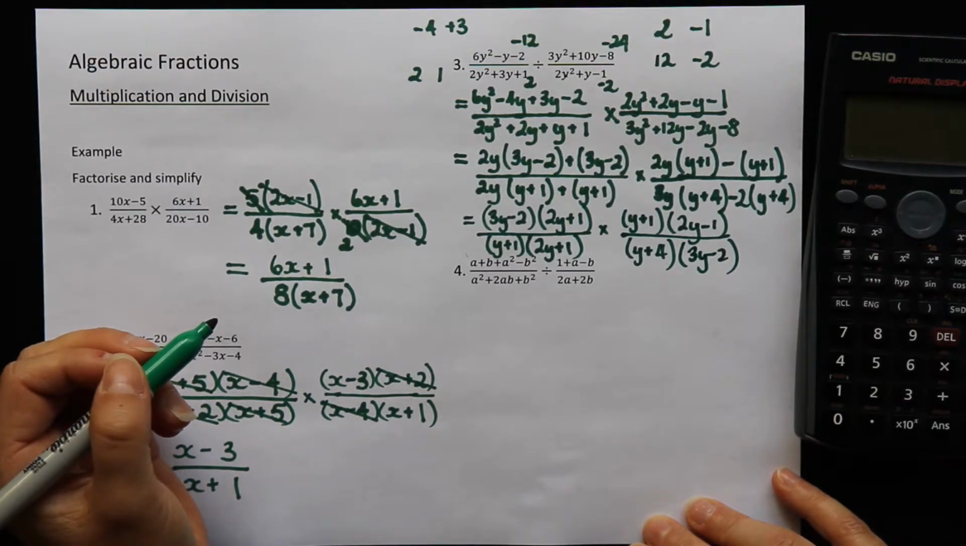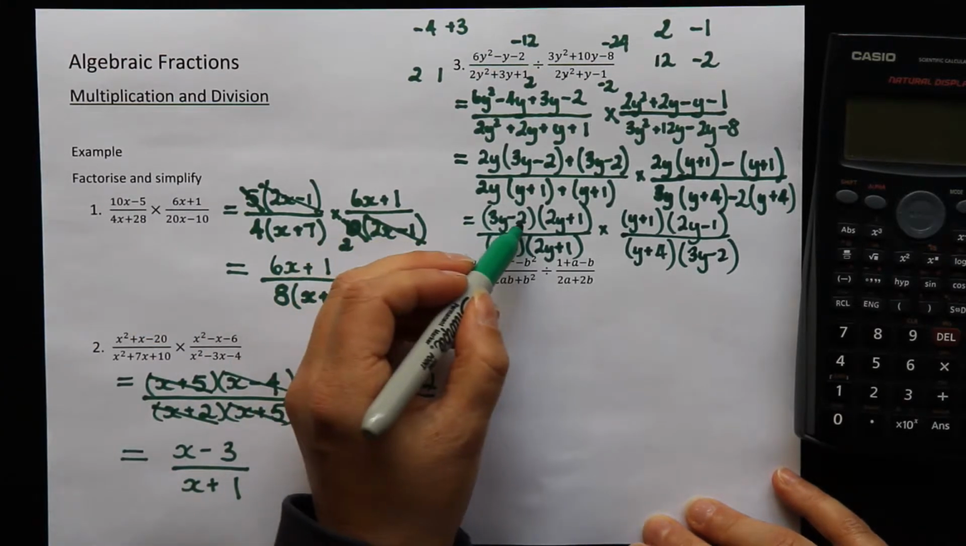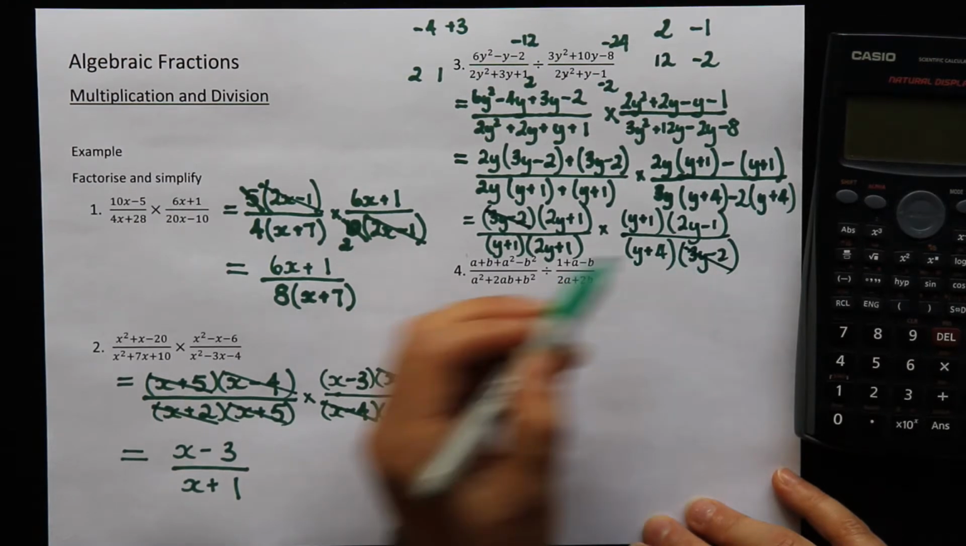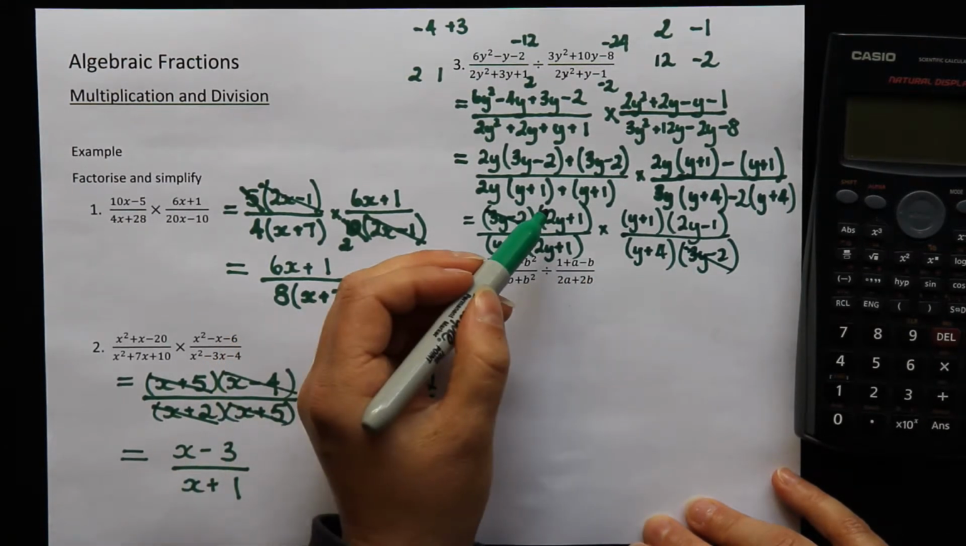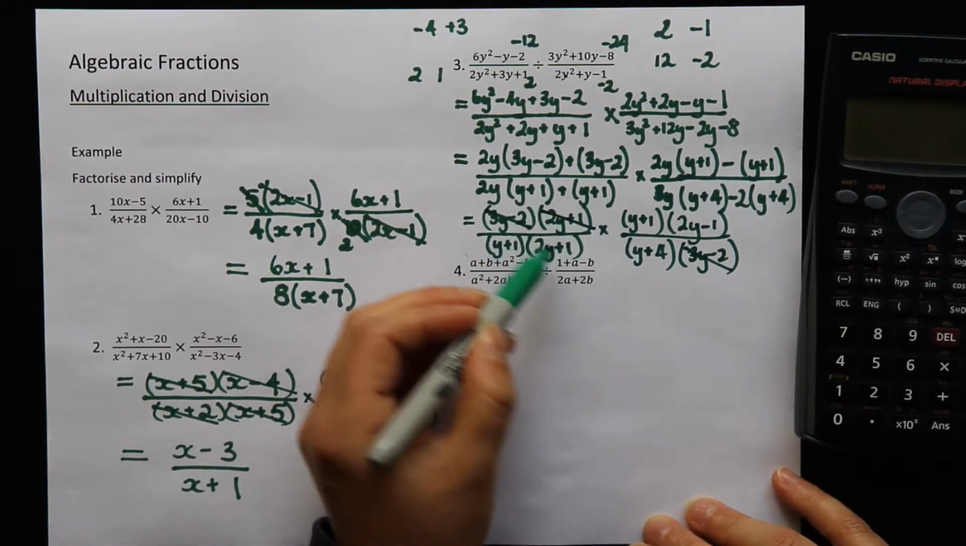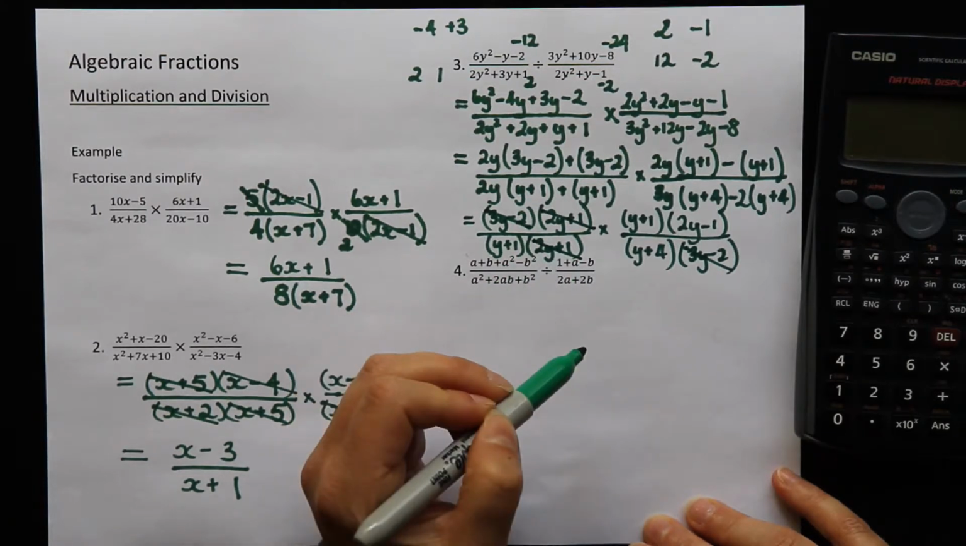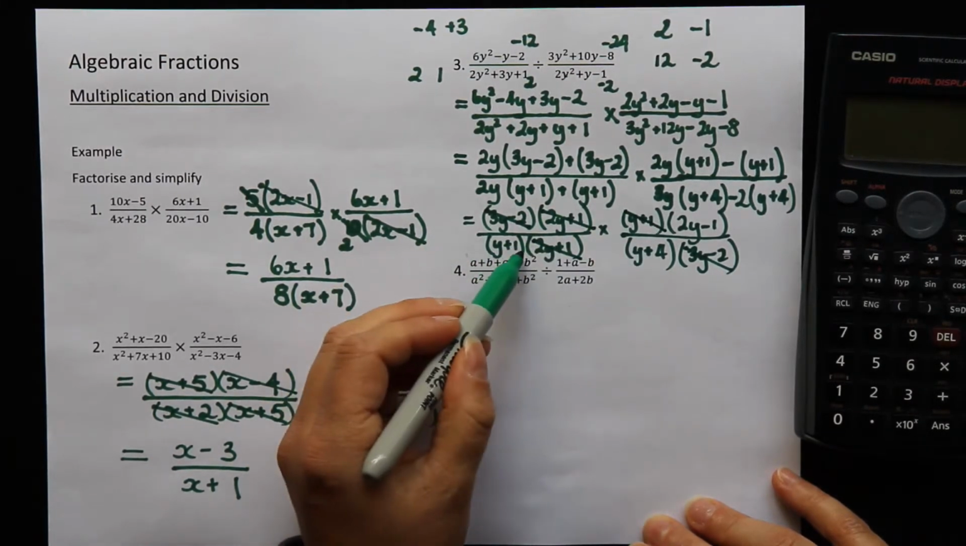Whoa, that's a lot of factorising. Okay, so 3y minus 2, 3y minus 2. 2y plus 1, 2y plus 1. Y plus 1 and y plus 1.